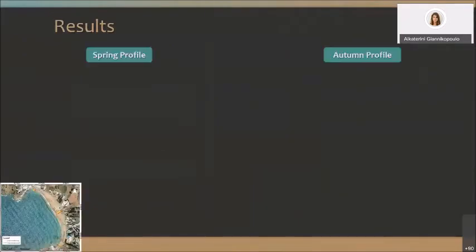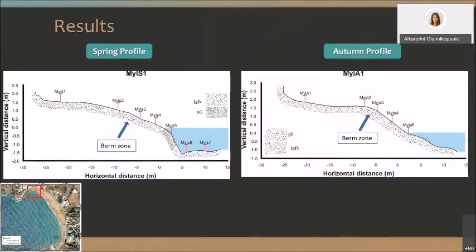Samples collected across the cross sections of the first position, the northern one, namely MIL S1 for the spring profile and MIL A1 for the autumn profile, are characterized as slightly gravelly sand, while near the shoreline there is an appearance of sandy gravel in the spring profile and gravelly sand in the autumn profile. The berm zone is more distinct during autumn than spring, as indicated by the measured topography.